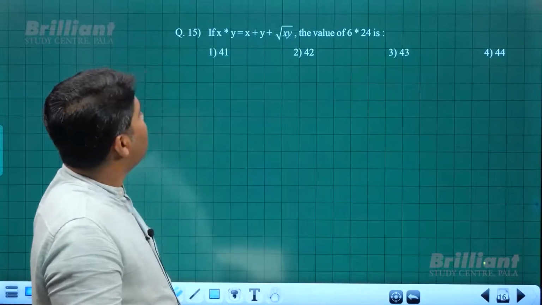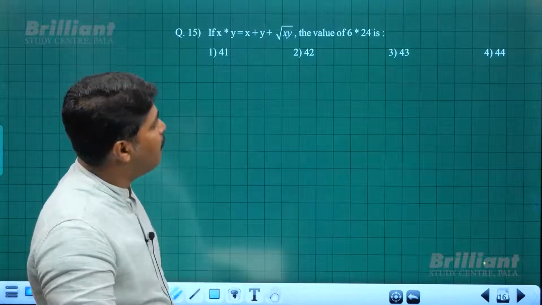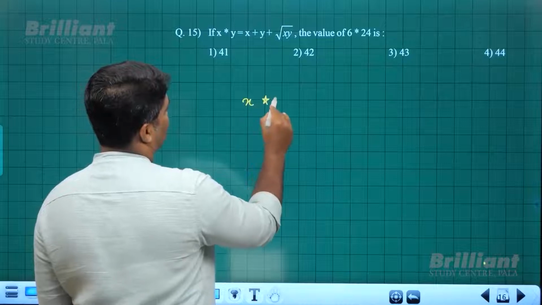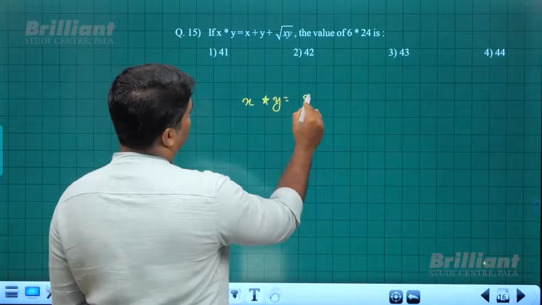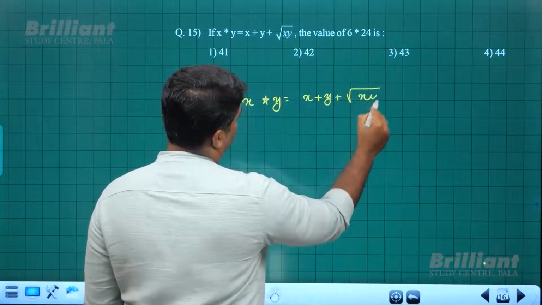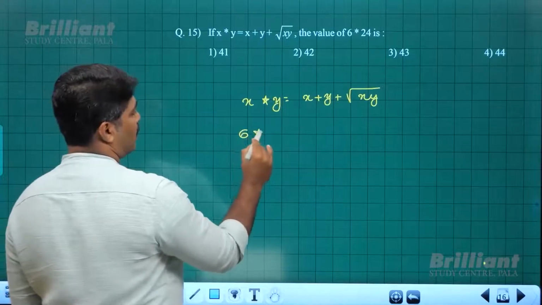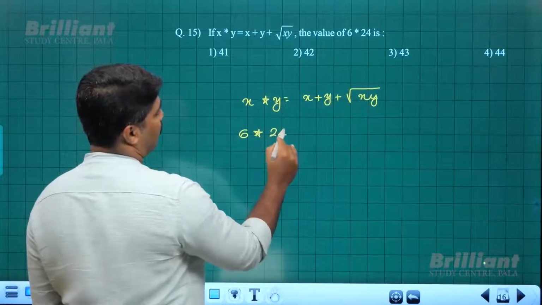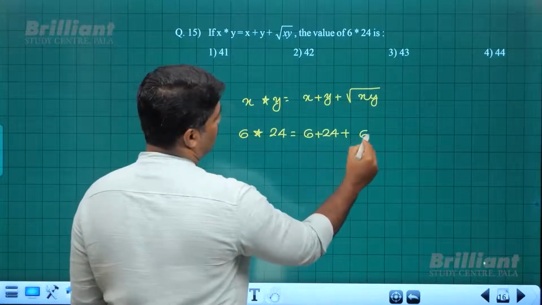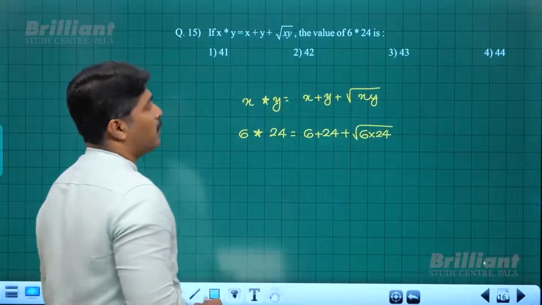Next question. If x char y is equal to x plus y plus root xy, find the value of. So it's an operator-based question. This is x char y. It's defined as x plus y plus root of x into y. So here, the value is 6 star 24. So how can we do it? 6 plus 24 plus the root of 6 into 24.